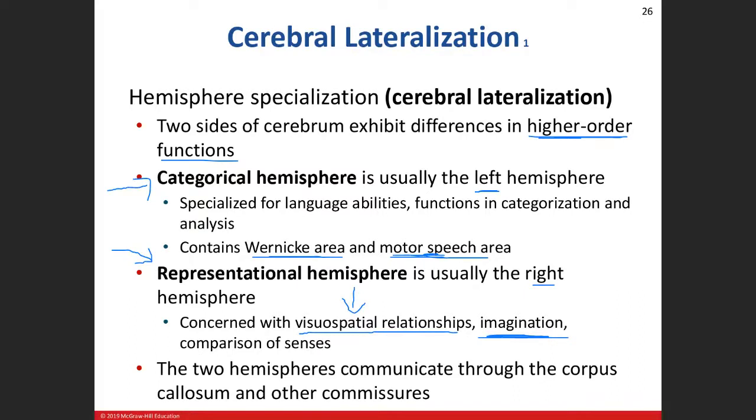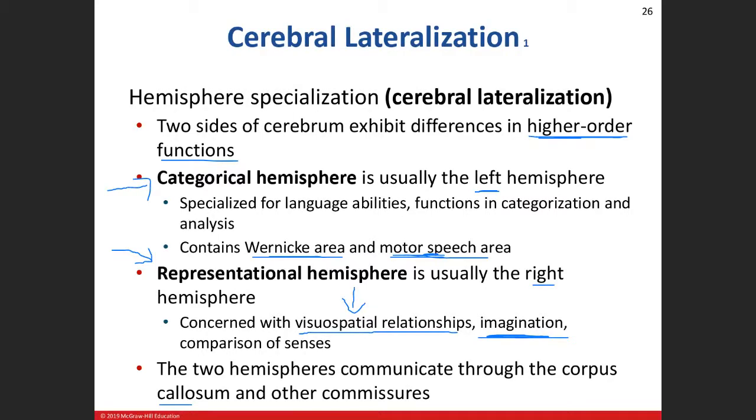And then it helps with how some of the senses can compare and contrast with one another. The nice thing is that these hemispheres communicate with each other through the commissural fibers, mainly through the corpus callosum and the anterior and posterior commissural fibers. So that's how we're able to get that information to both sides.